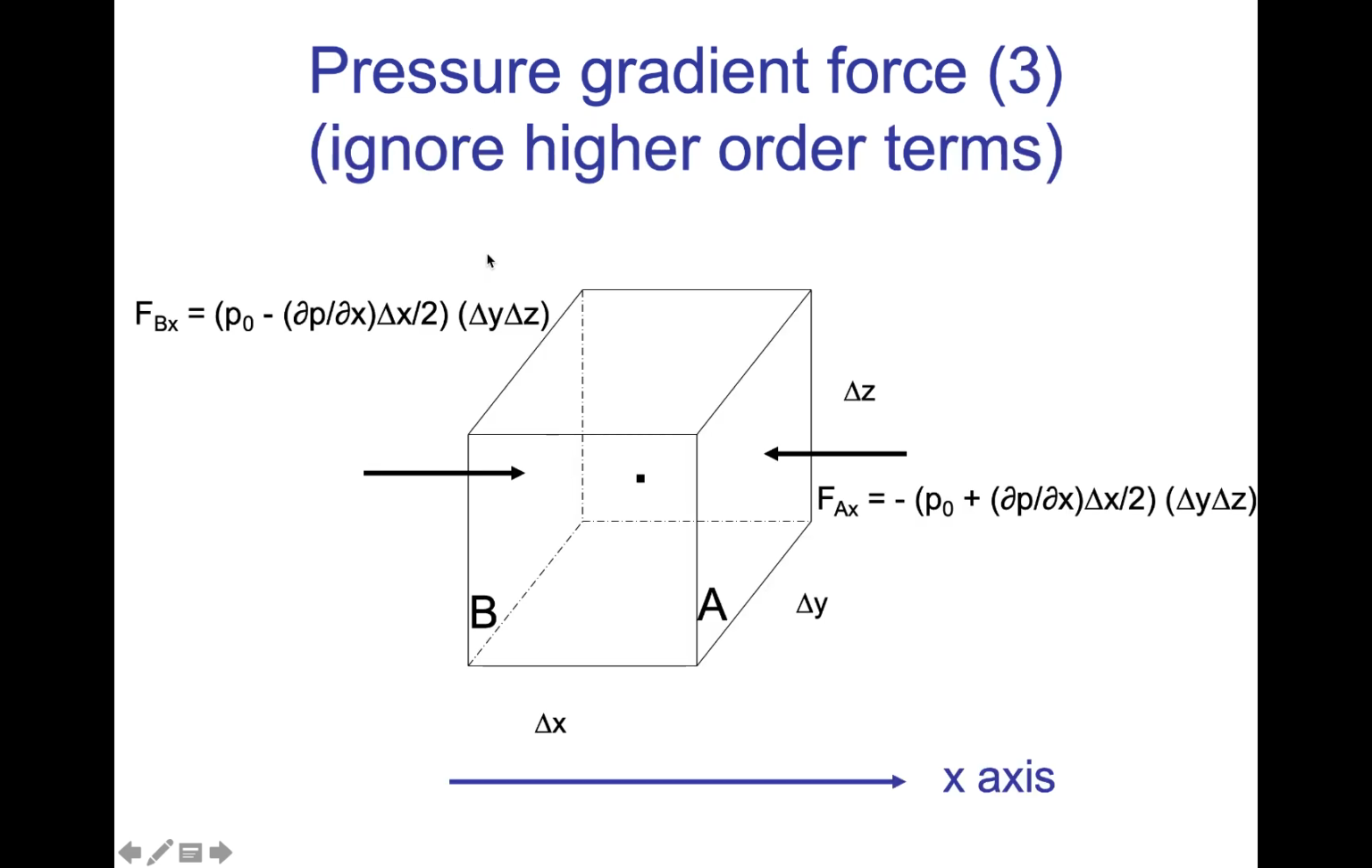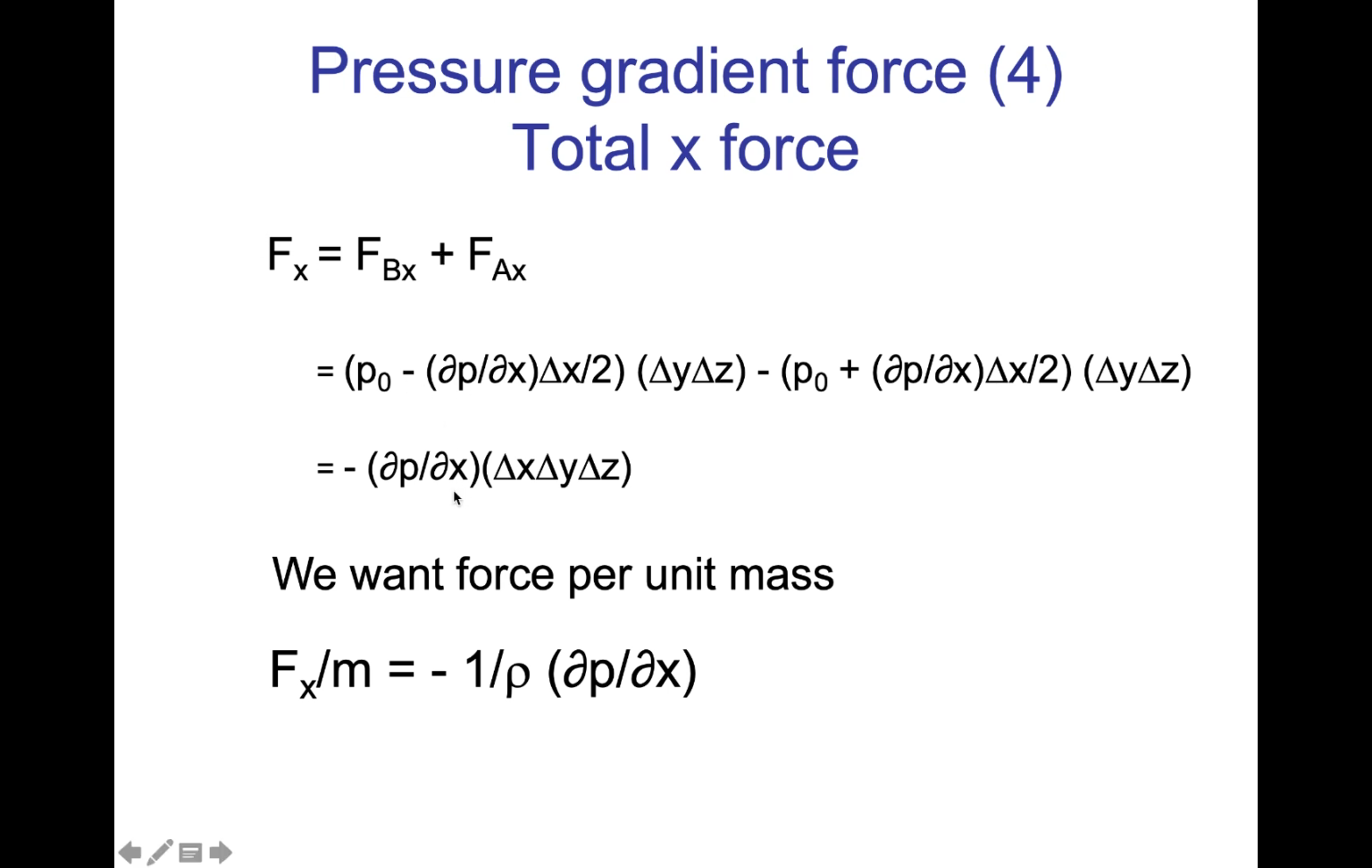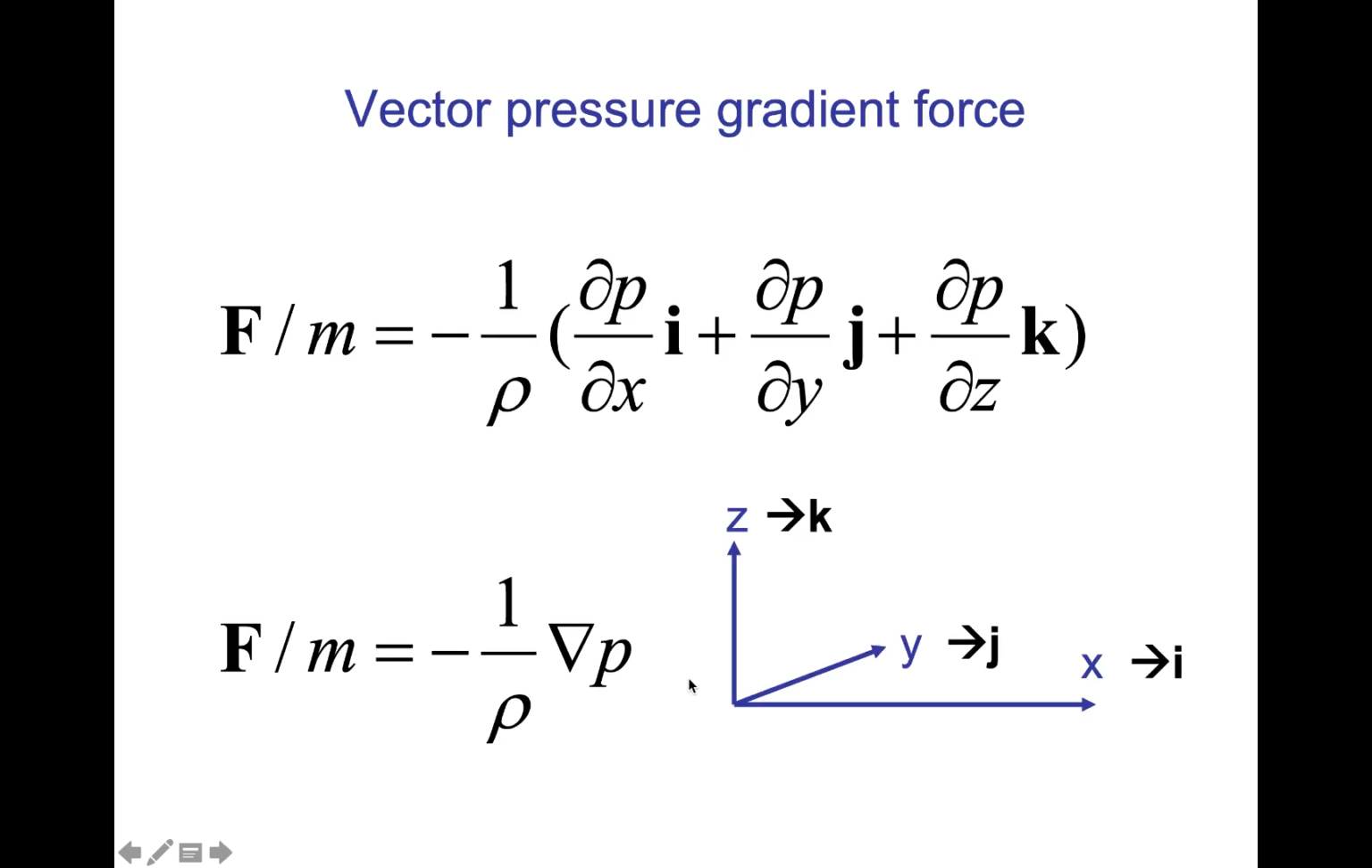Again, let's return to this figure. We called this surface A, this surface B. We add these two together and we get the force in the x direction is negative dp/dx delta x delta y delta z. We want the force per unit mass, so we divide by the density, and the density is the mass per unit volume, and hence the delta x delta y delta z are absorbed into the definition of the density, and we get that the force per unit mass, F_x over m, is equal to minus 1 over rho dp/dx, where dp/dx is the gradient of the pressure in the x direction.